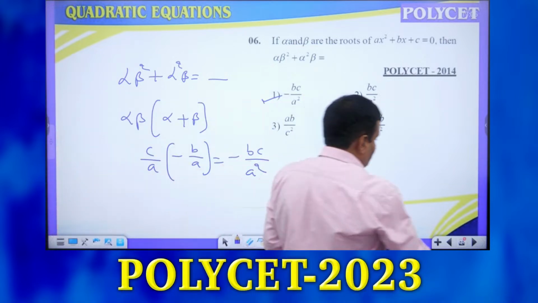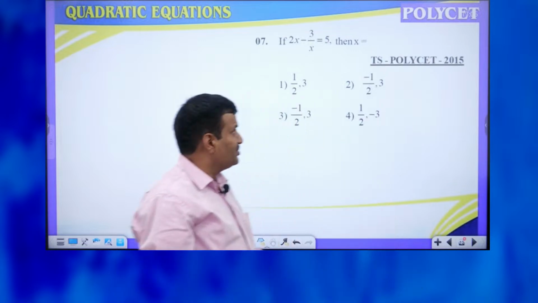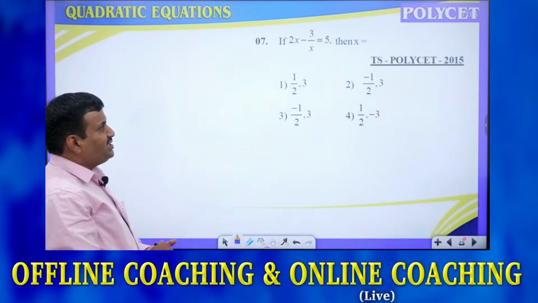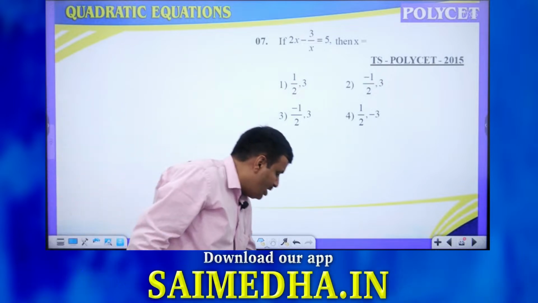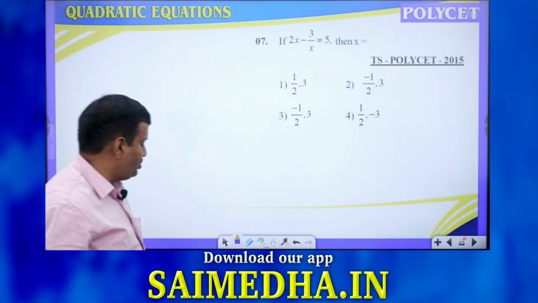Yes. So if you go to the next question, 2x minus 3 by x equal to 5, then what are the x values? What are the roots here? X values, roots of the equation.